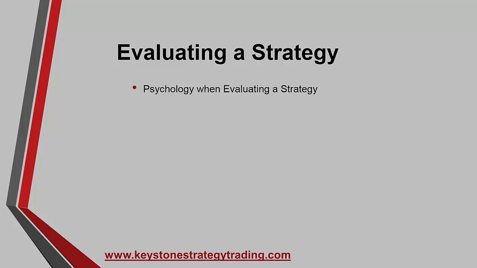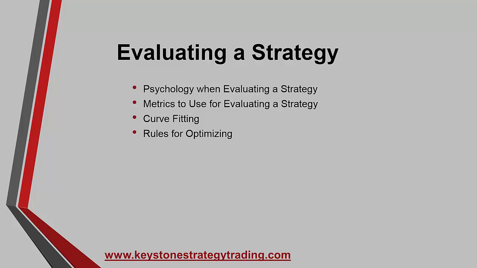In this presentation today, we're going to talk a little bit about the psychology when evaluating a strategy and how that can creep into the decision process. We're going to talk specifically about some metrics that you can use to help evaluate your strategy, some black and white numbers that you can use to give a barometer reading of how your strategy is doing. We're going to talk a little bit about curve fitting. We're going to talk about some rules for optimizing to help guard against curve fitting.